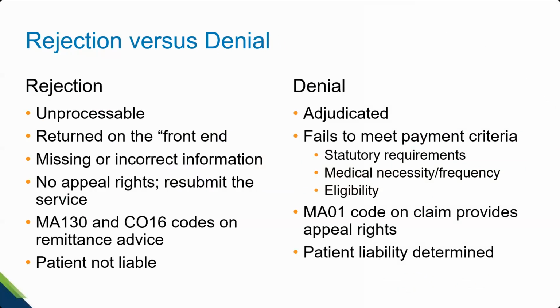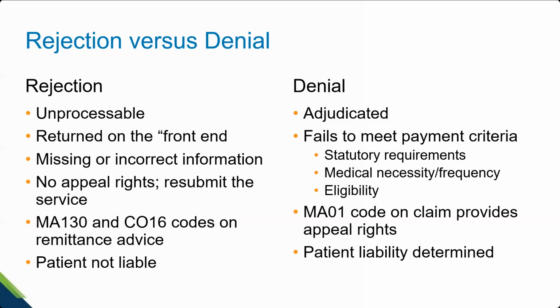So along the left-hand side of this slide, you will see some information about rejected claims. Rejected claims are unprocessable. They're returned on the front end. They're never adjudicated. The reason they're never adjudicated is that something's illogical or missing or incorrect. Because these claims are never adjudicated, there are no appeal rights. What you need to do is resubmit the service. On the remittance advice, you will find various codes. For example, an MA130 is a remittance advice remark code that explains that the claim contains incomplete or invalid information and that there are no appeal rights. What you need to do is submit a new claim with the complete or correct code. It's a contractual obligation and the patient is not liable for the charges.